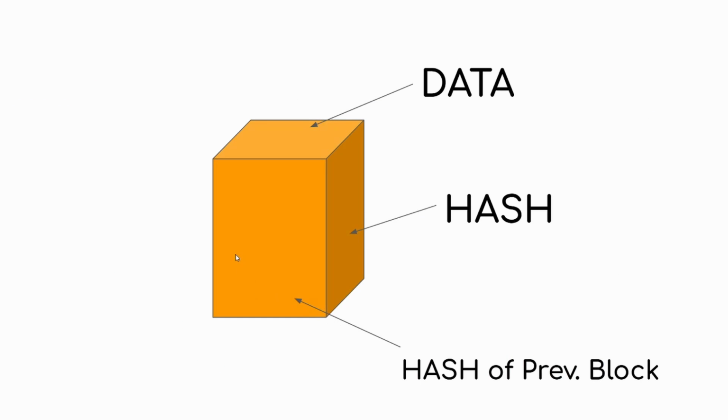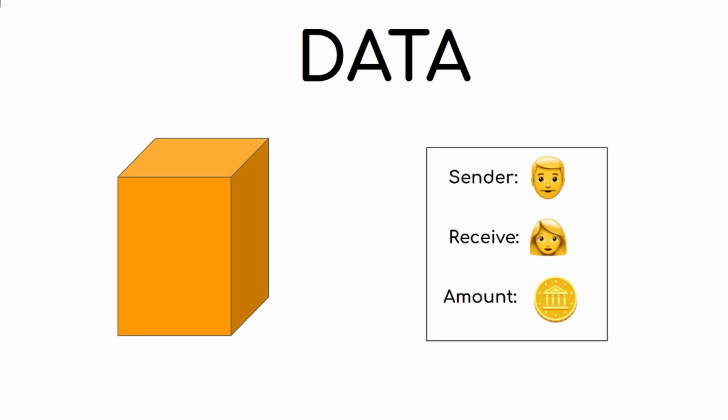Now, a blockchain has three parts. It has the data, the hash, and it also contains the hash of the previous block. The data basically shows the sender, the receiver, and then the amount of coins that has been sent.